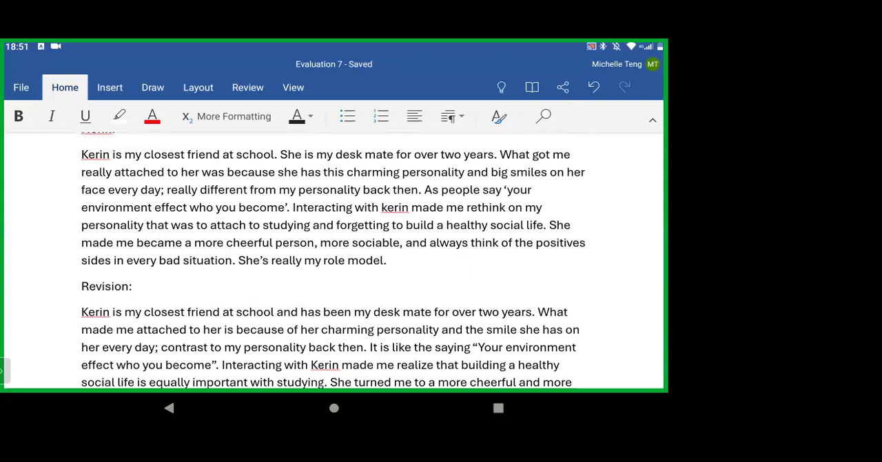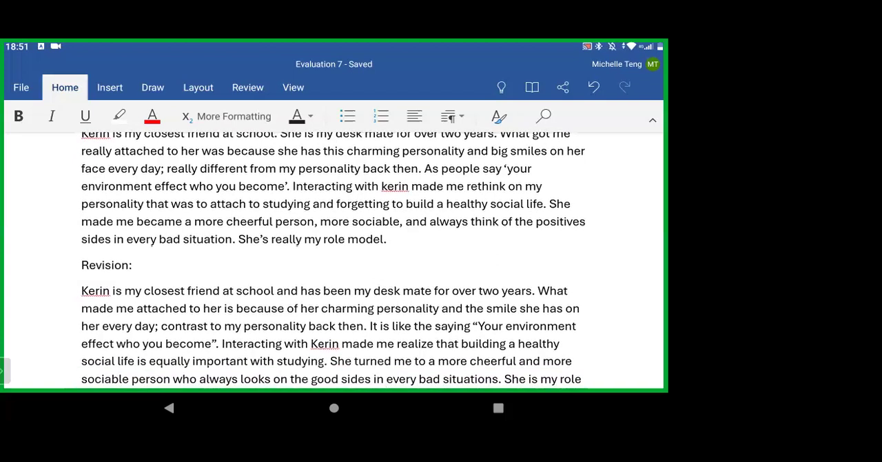It's technically the same meaning as "what got me attached", but the word "really" is kind of superfluous, since if you're attached to her, you can already tell that you're attached. So you can exclude the word "really" right there. What got me or what made me attached is the same. Again, I'm just trying to show the synonym of the sentence. To her, it's because of her charming personality and the smile she has on her face every day.